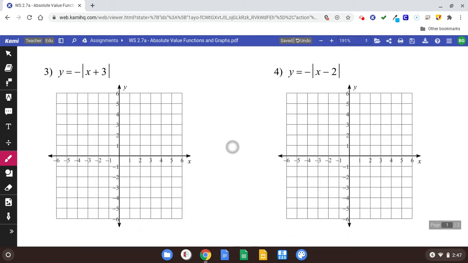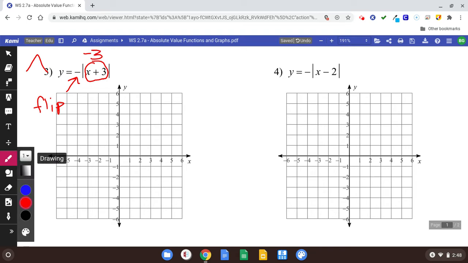Number 3. All right, remember what this negative was? That negative was a flip. And so we know that not only it's a V-shape, but it's going to be an upside-down V-shape. So what I like to do is look inside here and think what number is going to make 0. And a lot of times you can do that in your head. -3 is going to make 0. And usually there's a number at the end, but in this case there's not. So you can think of it as +0 at the end.